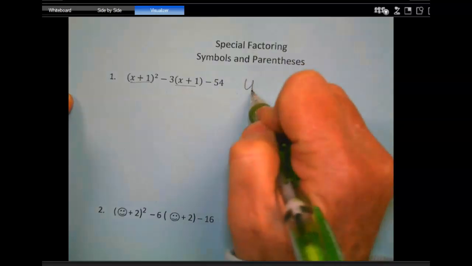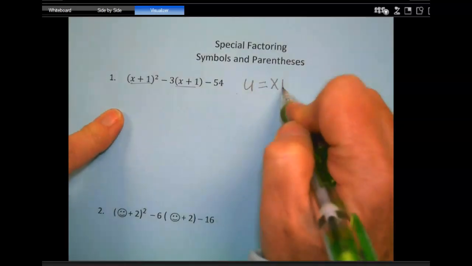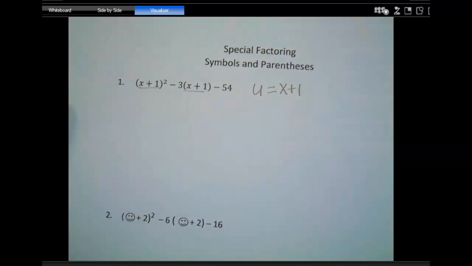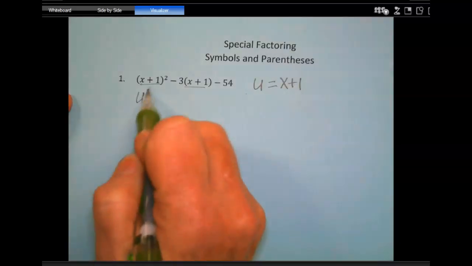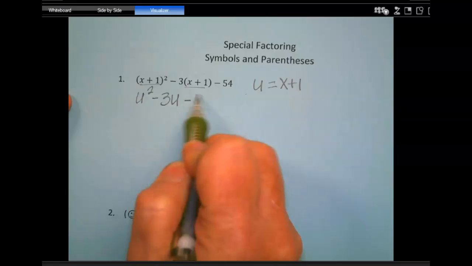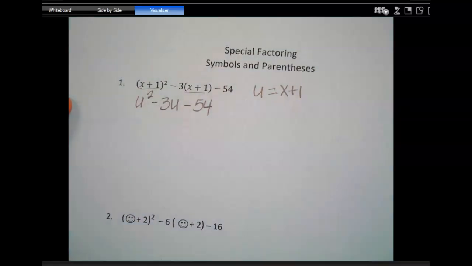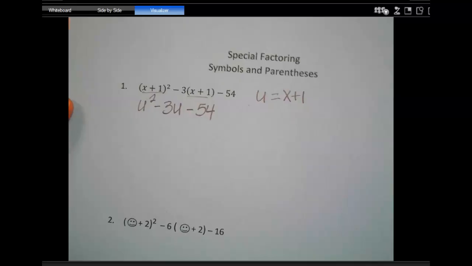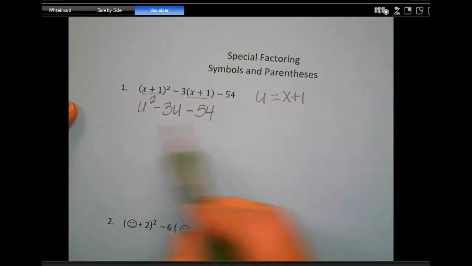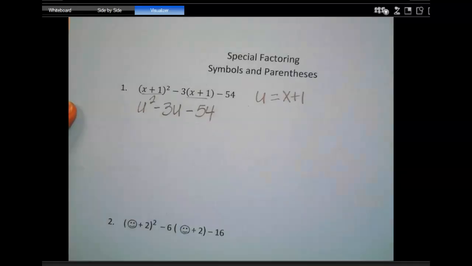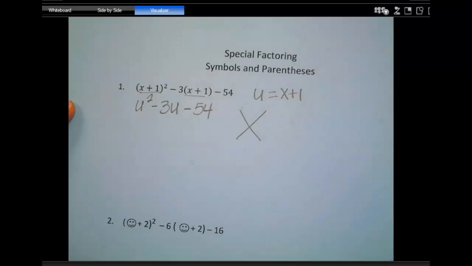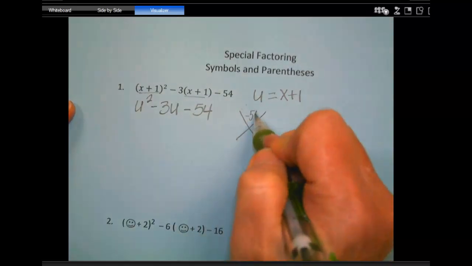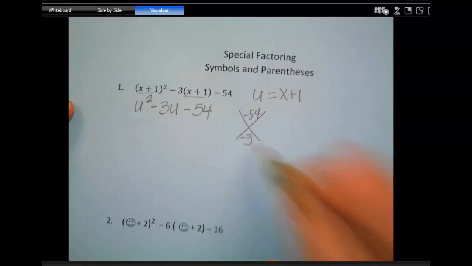So here's what I'm going to do. I'm going to set u equal to x plus 1. And so I'm going to substitute my u in for the x plus 1. So I'm going to get u squared minus 3u minus 54. And so if I have the u's now, first of all, is there a greatest common factor? No. There's 3 terms, so now I have to shift it to 4. So I'm going to do my x. So I'm going to have negative 54 and then negative 3.